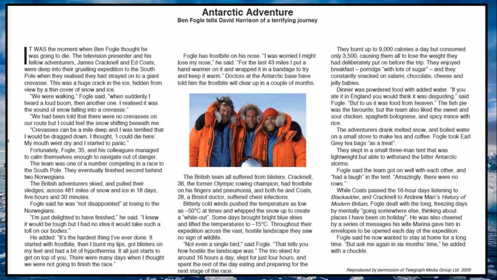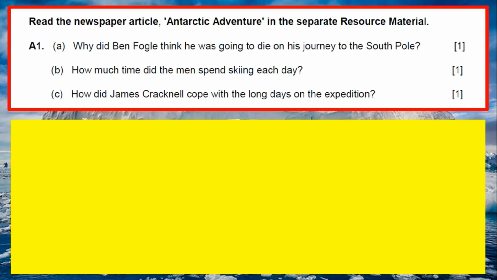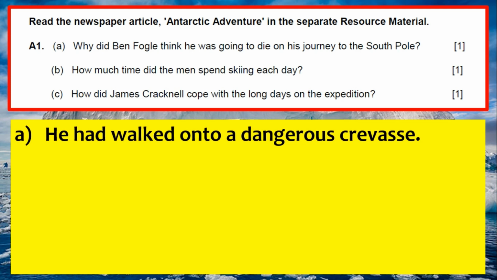So question 1. Question 1 is the find information one. So basically you've got a text like that. This is about Ben Fogle going to the South Pole. So you read a text like that, and then you've got 3 questions. And all you've got to do is make sure you answer the question. So for example, why did Ben Fogle think he was going to die on his journey to the South Pole? And then it says in the text, he walked onto a dangerous crevasse.